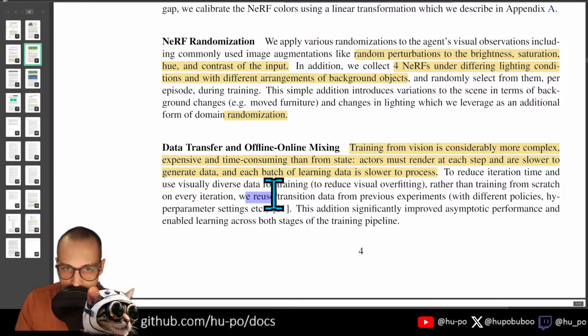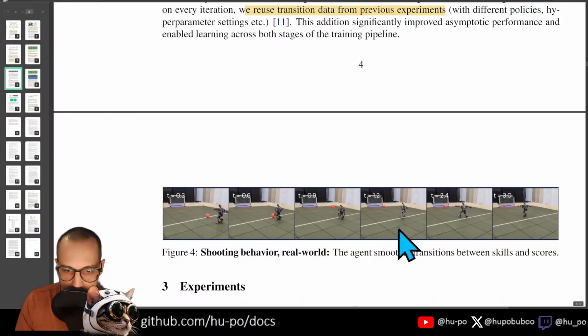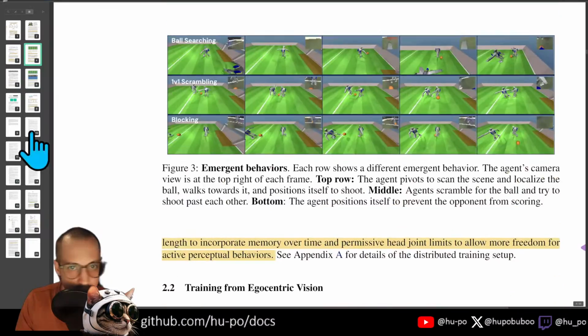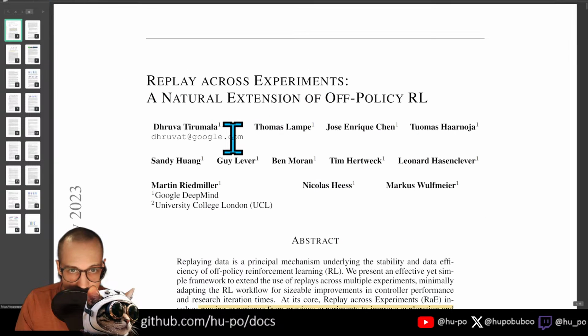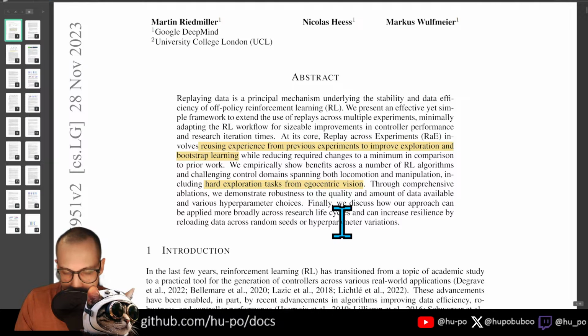We reuse transition data from previous experiments. This is the method overview. In each experiment, we train the agent with off-policy RL via replay across experiments. Replay across experiments refers to this paper here, which is also a paper from DeepMind from the same person, Dhruva. In this paper, they want to reuse experience from previous experiments to improve exploration and bootstrap learning.